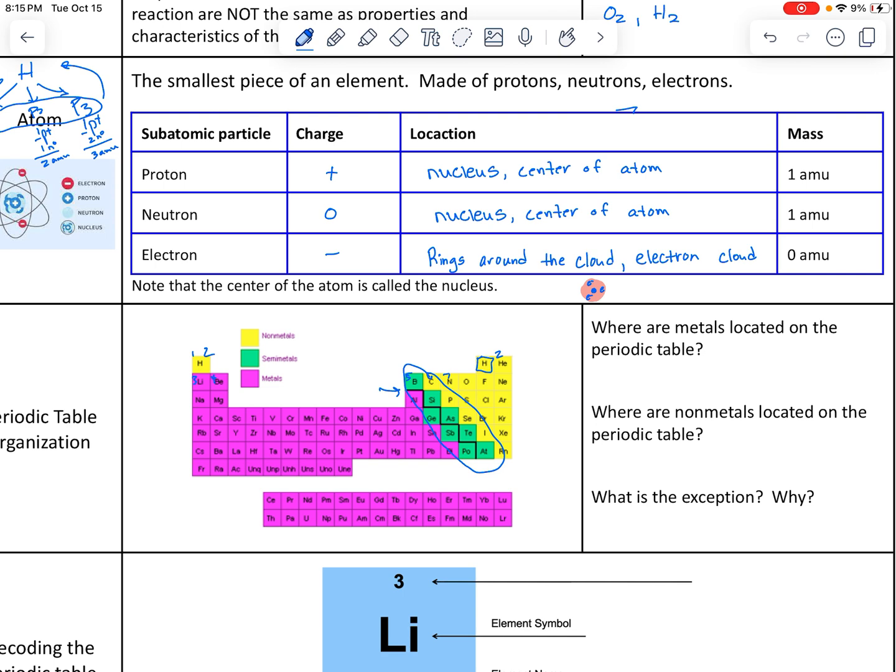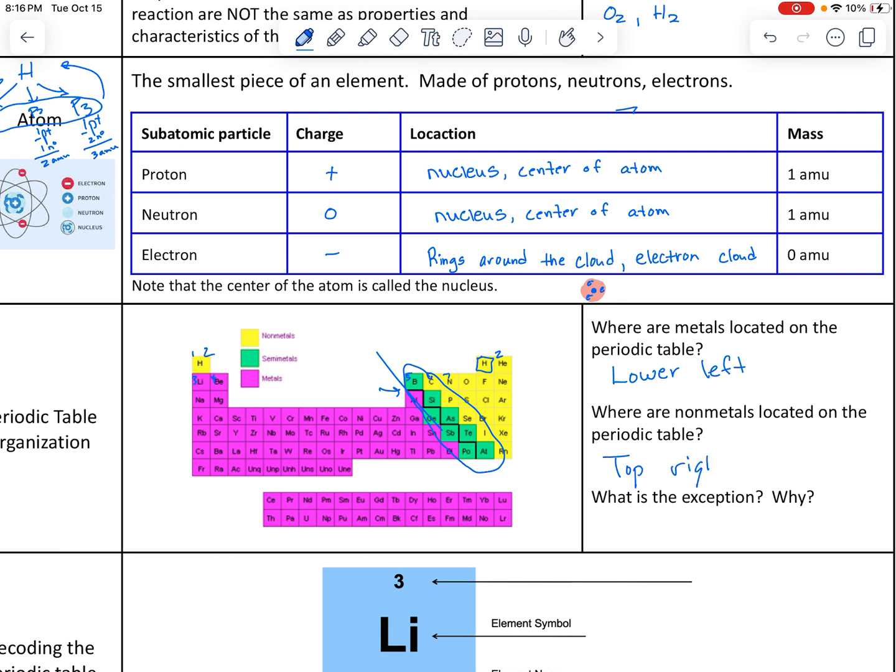But where are the metals located? They're located in the lower left side. I mean, obviously it's a huge area. This is all the metals there. And then the non-metals are top right.